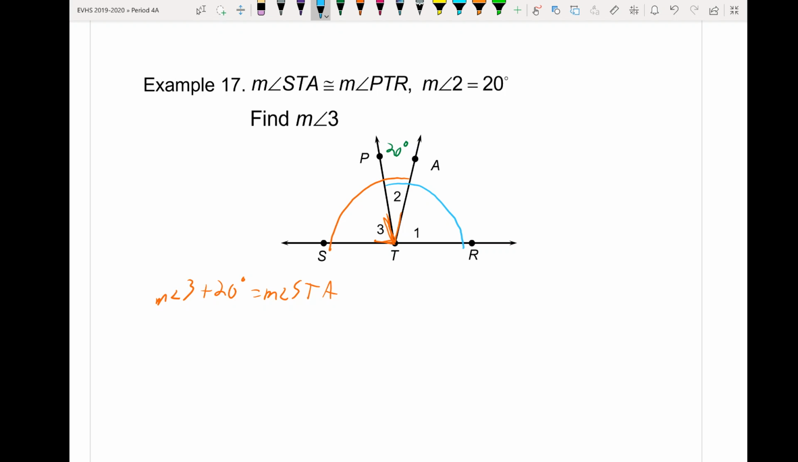Do the exact same thing in blue. The measure of angle 1 plus 20 degrees equals the measure of angle. What do I do when I measure angle 1 plus 20 degrees? Is what? Is PTR.